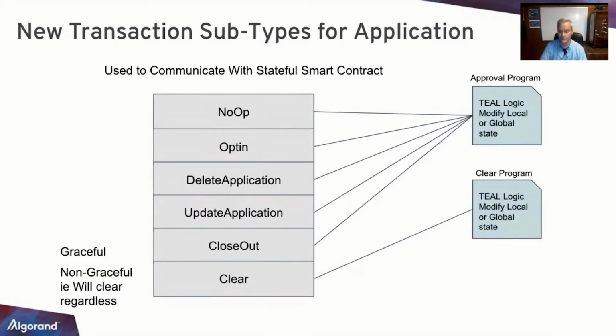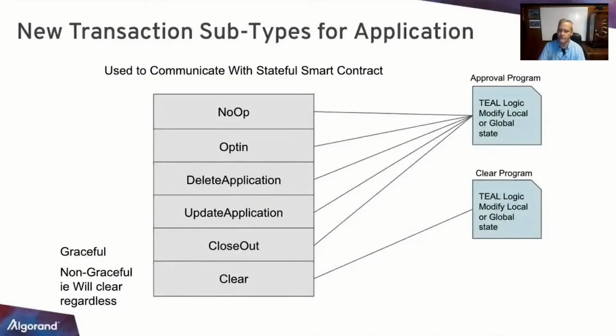Then we have delete and update transaction types, which are unlike smart contracts on other systems. The smart contract on Algorand can actually be updated and or deleted. If you don't want that to be the case, you actually have to put code in the smart contract to prevent that from occurring. And then finally, there are 2 ways to exit a stateful smart contract. One is to do it the graceful way: you issue a closeout application transaction. All the top 5 of those go to what we call the approval program. That's the primary code logic for your entire application.